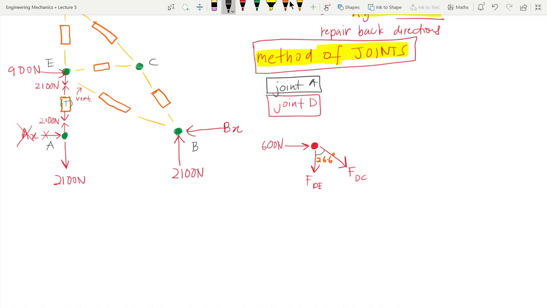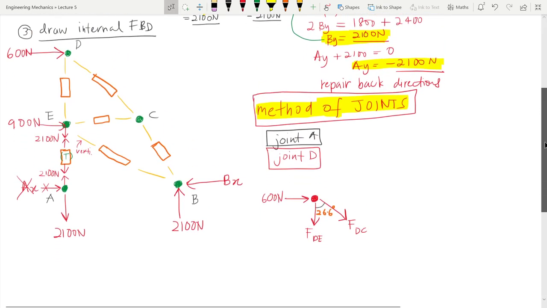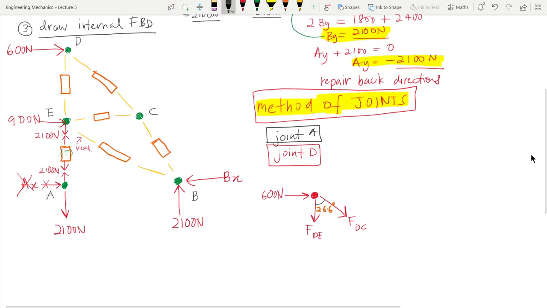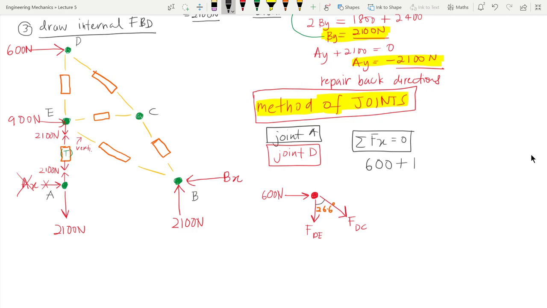Okay, so now let's write down. We're looking at this particular joint only, which is joint D. This is the 600. These are the two unknown forces. So tulislah, summation Fx is equal to 0. 600, this one, 600 to the right, campurlah, plus FDC, cos or sine, it has to be sine, sine 26.6 degrees, is equivalent to 0. Am I right? Yeah, that's right. So now we can solve all of it.